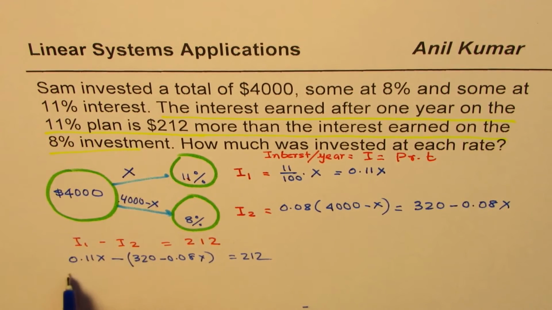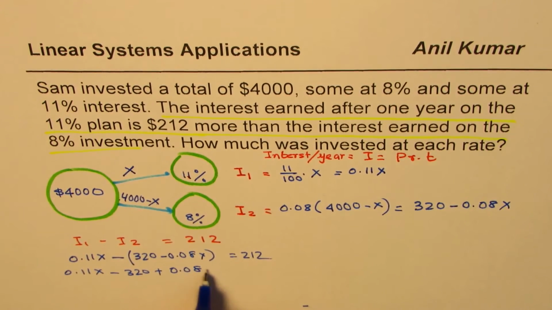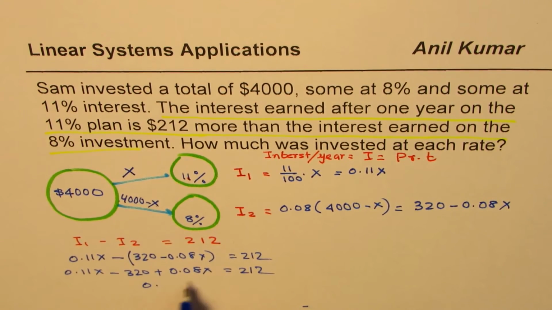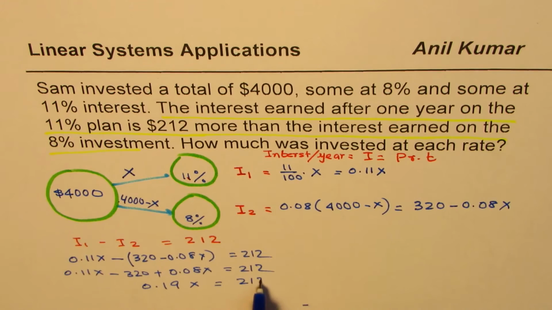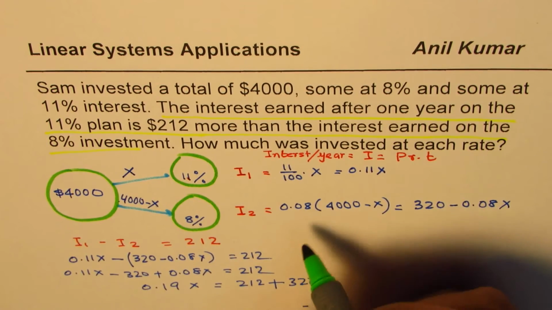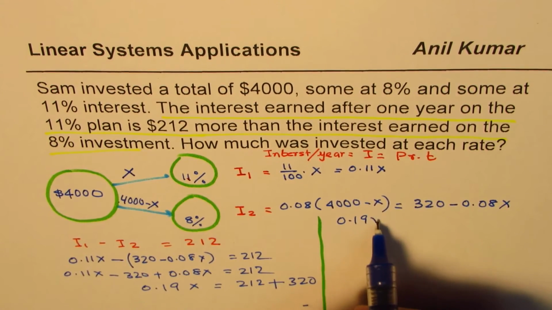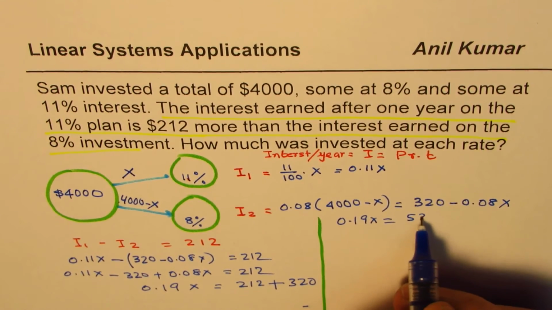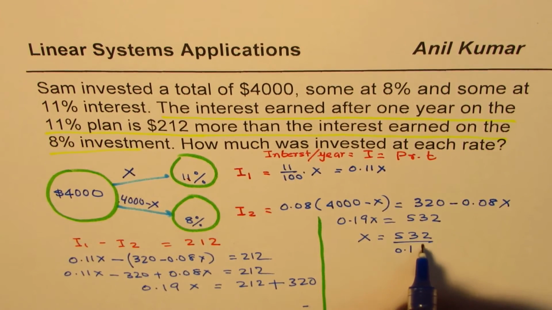So once you open the bracket, you get 0.11x minus 320 plus 0.08x equals 212, and combine these two. 0.11 plus 0.08 means 0.19x equals 212 plus 320. Is that okay? So we get a linear equation to solve. So we have 0.19x equals, when you add this up, you get 532. Or x equals 532 divided by 0.19.